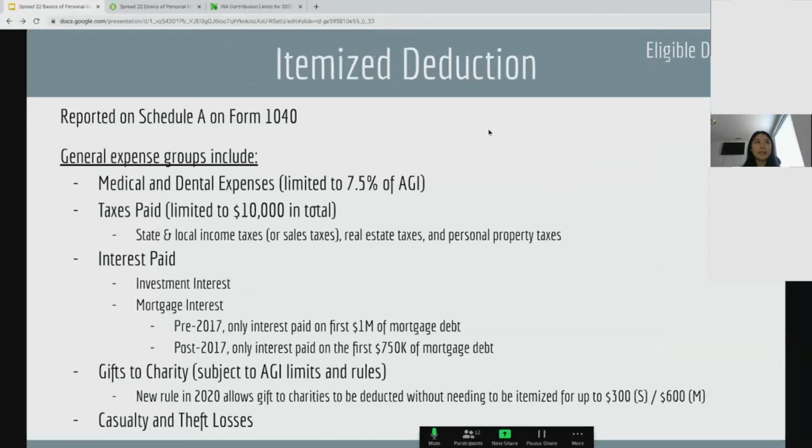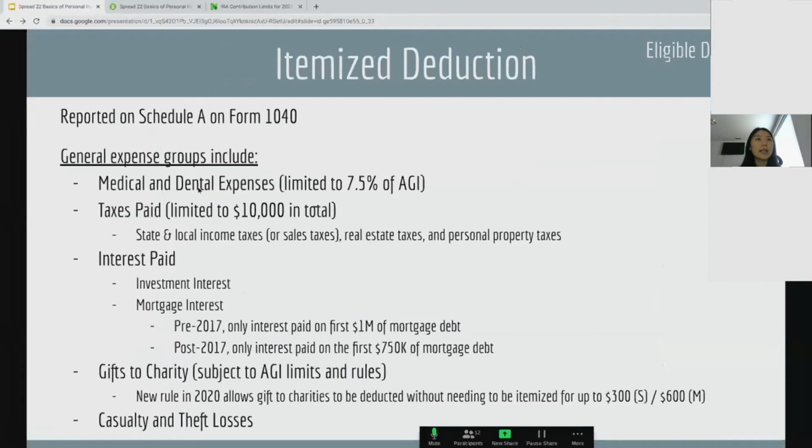Now let's jump to itemized deductions. Itemized deductions are reported on Schedule A of your 1040. So there are a lot of subforms to Form 1040, but if you itemize your deductions, you have to fill out this extra subform called Schedule A. And the general expense groups that are allowed to be considered as part of your itemized deductions are these.